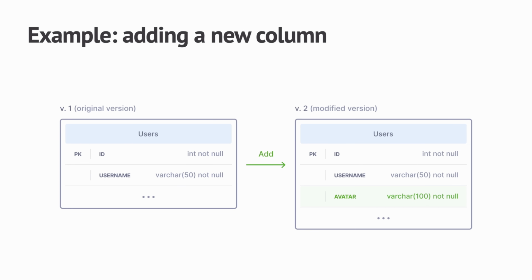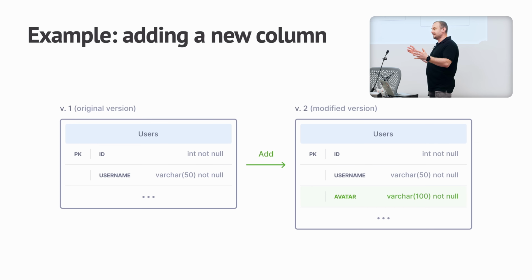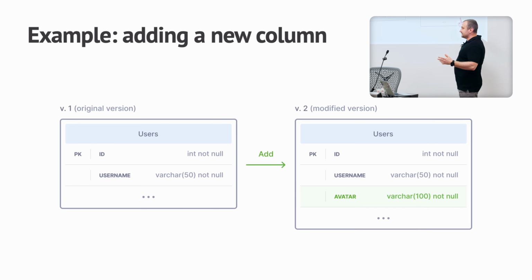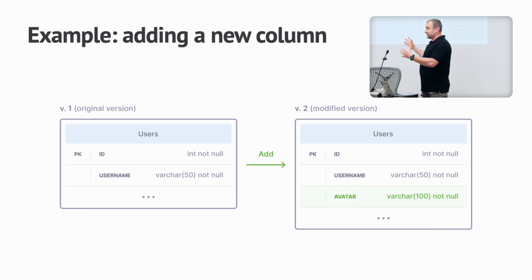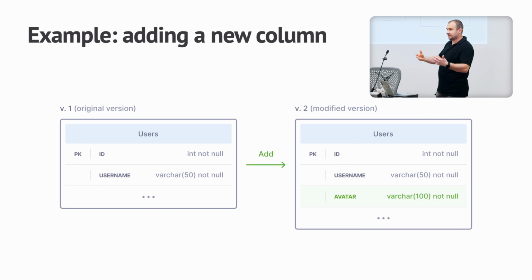What do you think? Is this operation backward compatible? It's not, because the column is not nullable. So what will happen is that the previous application version that is still running will try to insert new records without this column, and it will fail. So effectively, registrations will be broken, which is pretty bad in my opinion, right? So how to avoid this?